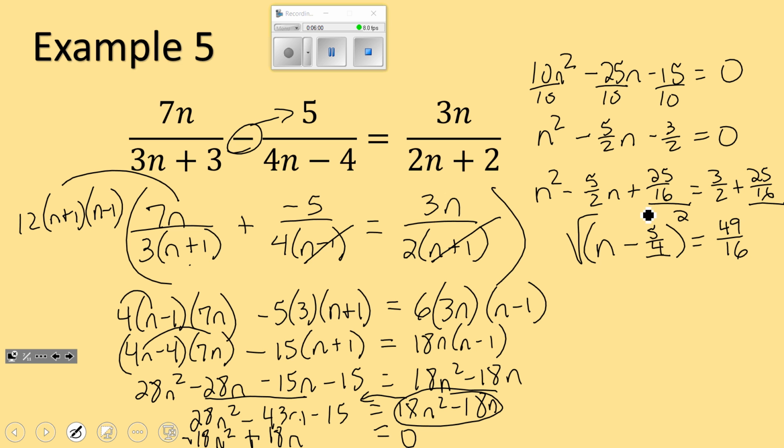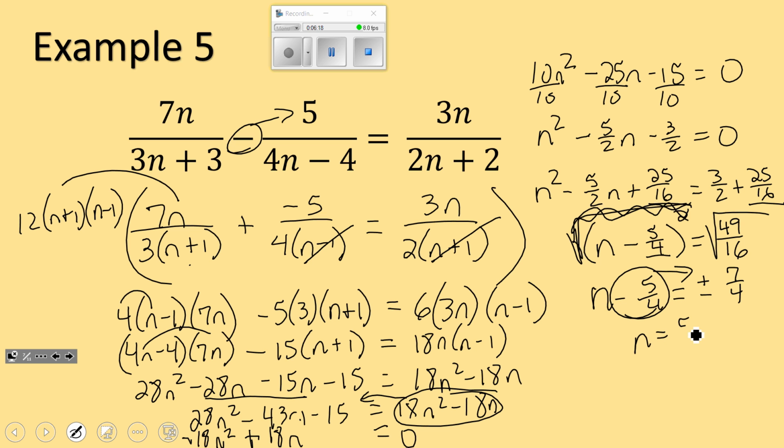Check, check. I've got to tell y'all a story in a minute. All right, so then I'm going to take the square root on both sides. What happens here? Cancel. And you get n minus 5/4 equals plus or minus 7 over 4. And you move this over, and n is equal to 5 over 4 plus or minus 7 over 4.